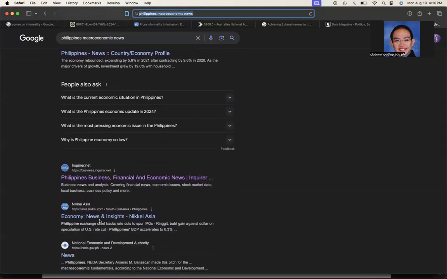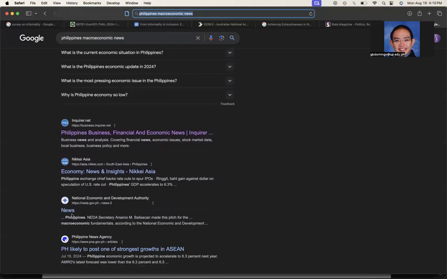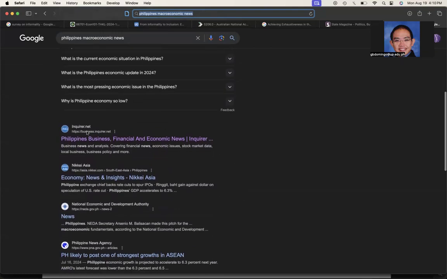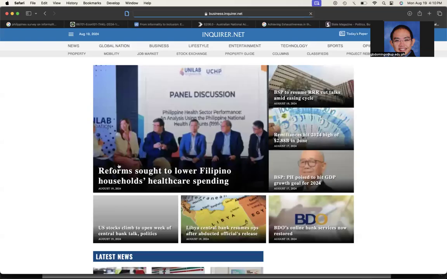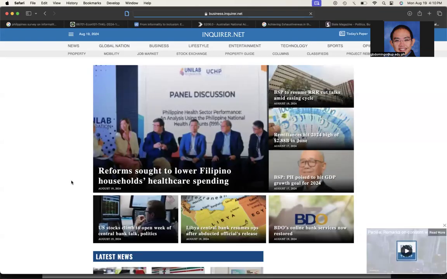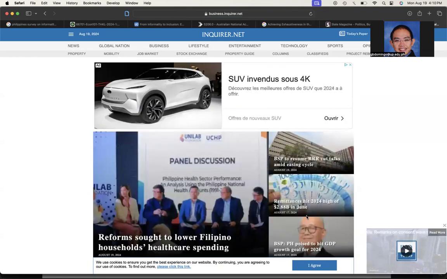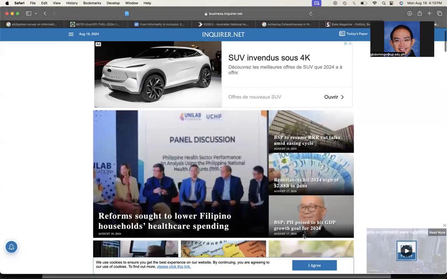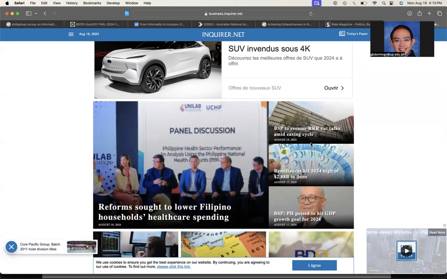The Inquirer is here, Nikkei Asia, NEDA itself has news. So you can go to Inquirer, for instance. Reform sought. Which of these are macro news? So the BSP, Philippines, poised to hit GDP growth goal. Remittances. This is balance of payments. BSP to resume reserve rate cut talks amid easing cycle. So this will be part of monetary economics, monetary policy.